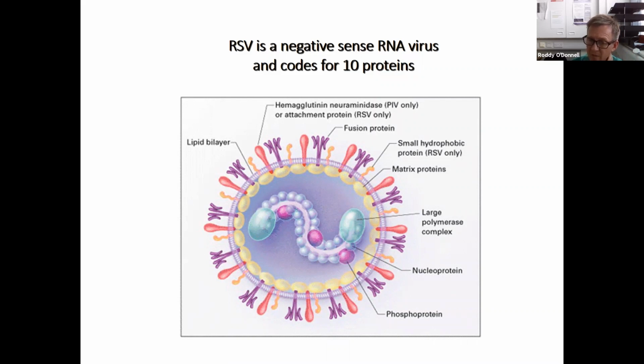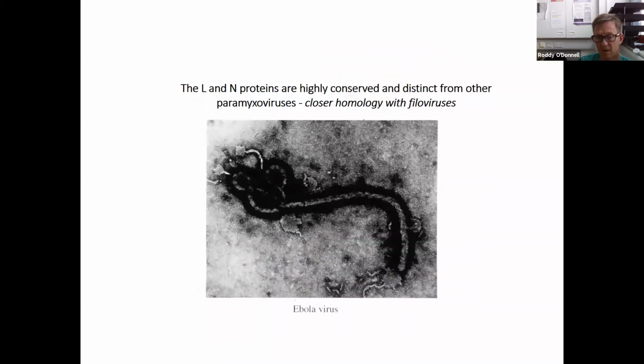But the ones within the envelope, within the lipid bilayer, are highly conserved proteins: the polymerase, nuclear protein, and phosphoprotein. And if we look at those highly conserved proteins, they are quite distinct.